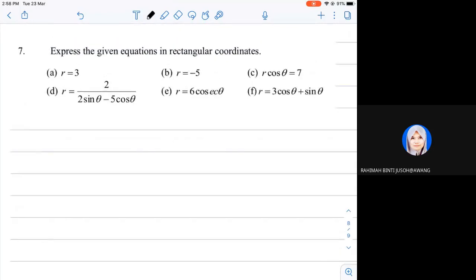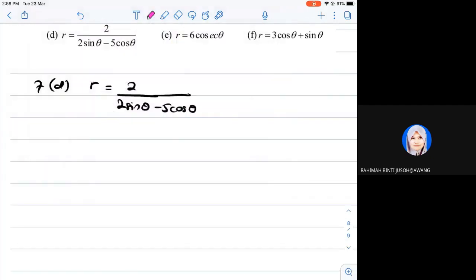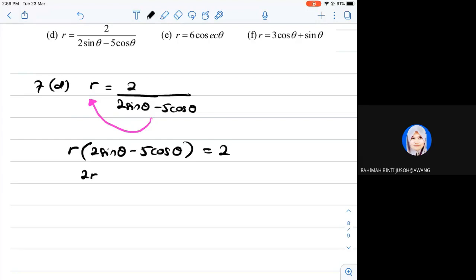Questions A, B and C are too easy. Let's do question D, 7D. Okay, let's say this is your equation: 2 over 2 sine theta minus 5 cos theta. Instead of having r and theta in the equation, you need to convert this equation into x and y. For this question, we cross multiply upwards, so it becomes R times 2 sin theta minus 5 cos theta equals 2.